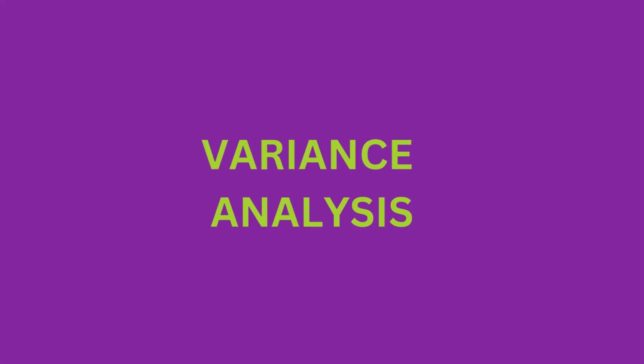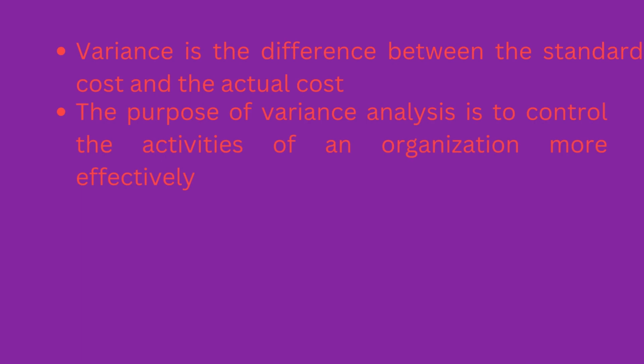In this episode, we are going to learn variance analysis. Let's start by understanding what variance is. Variance is the difference between the standard cost and the actual cost. The purpose of variance analysis is to control the activities of an organization more effectively. Variances highlight to management when everything has not gone as planned. They highlight the problems and direct them to management attention.